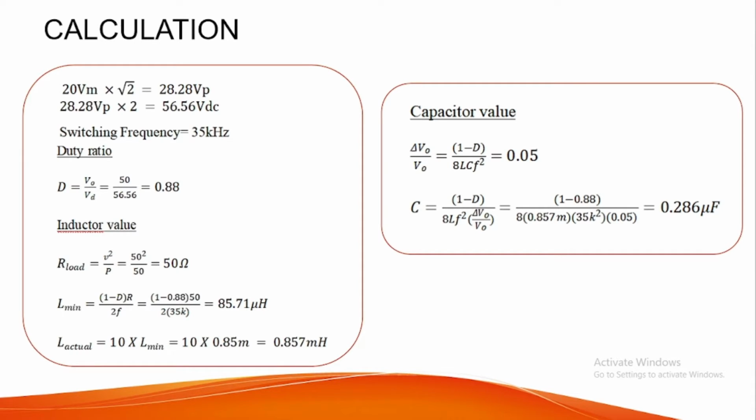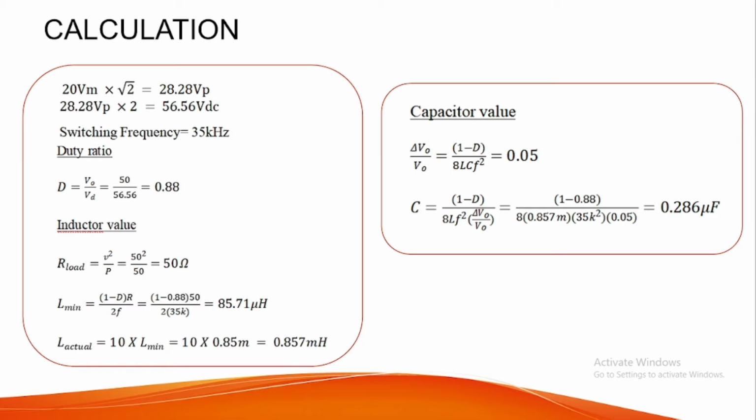Calculation. First, the VDC that we get is 56.6 and the switching frequency is 55 kHz. For the duty ratio, the formula for regulation is V out over VD, which is 0.88. For the inductor value, first we need to find the R, which is V squared over P, equals 850 ohm. For the L, the formula is 1 minus D times R over 2F, which is 85.71 micro. For L actual, the L min times 10, which is 0.857 milli.